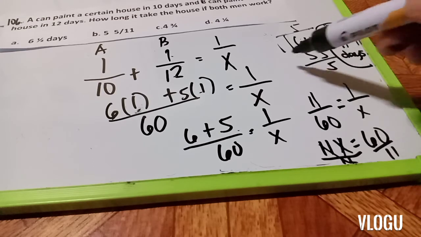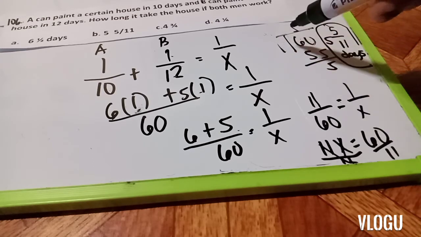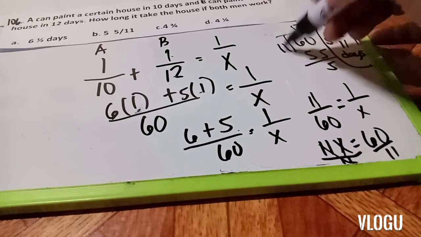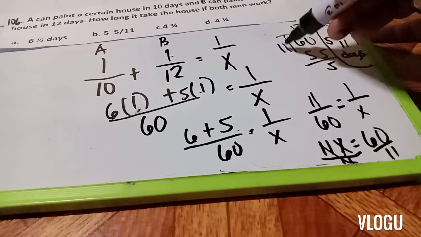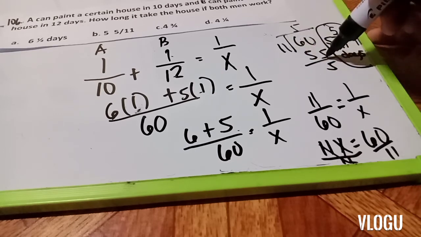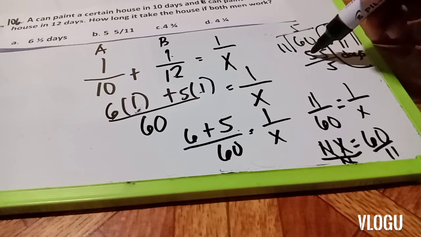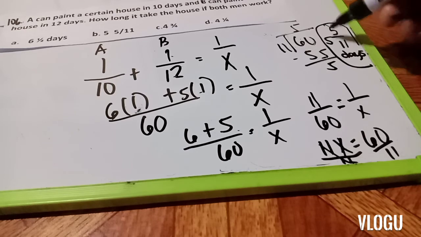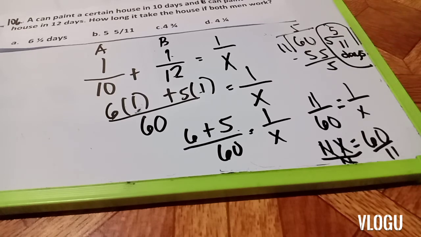So we have x, proceed for 11. 5 times 11 will be 55. 60 minus 55, and subtract. So we will get 5 over 11. So that will be the answer. So, let's proceed for 107.